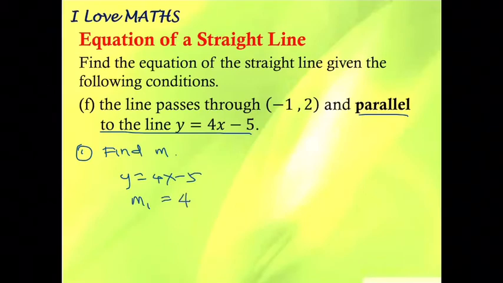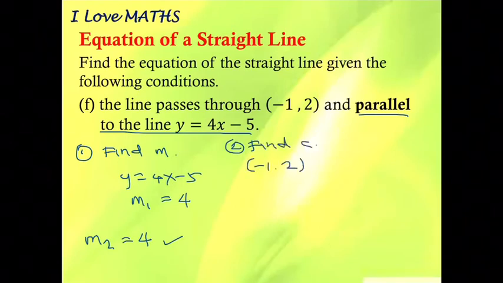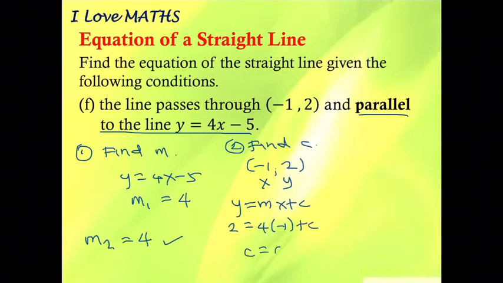Since the gradient of the first line is 4, the gradient of the line that we're looking for is also 4. So we now have the value of the gradient. Second step is to find the value of c, or the y-intercept. Using the point -1, 2, this will be the values of x and y, and substitute to the formula y equals mx plus c. So the value of c is 6.